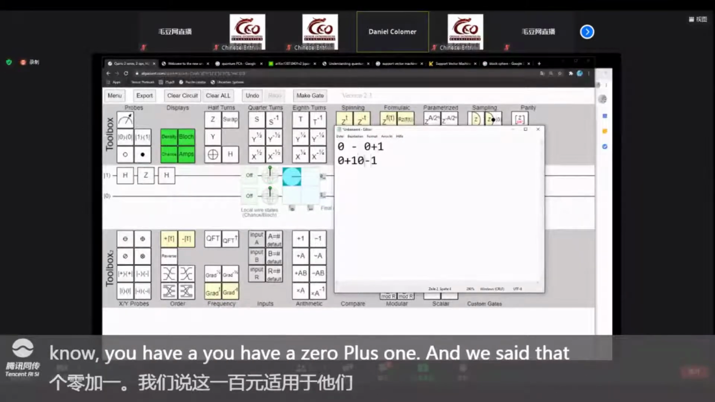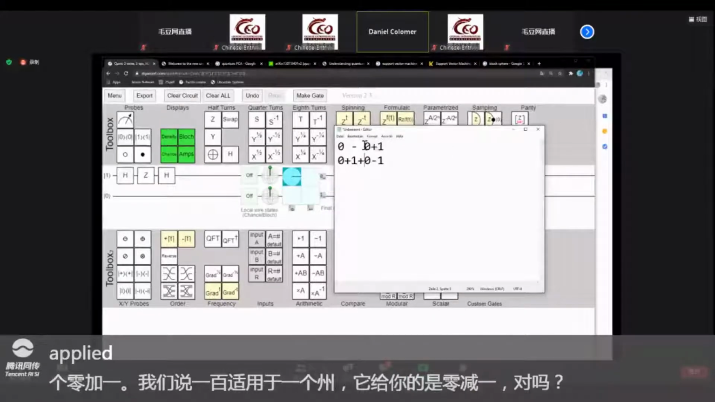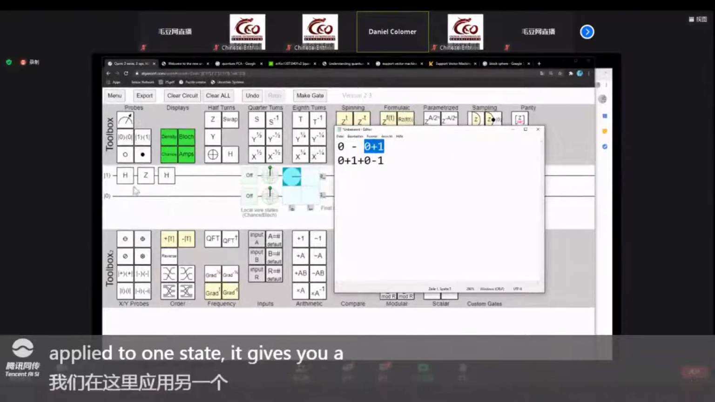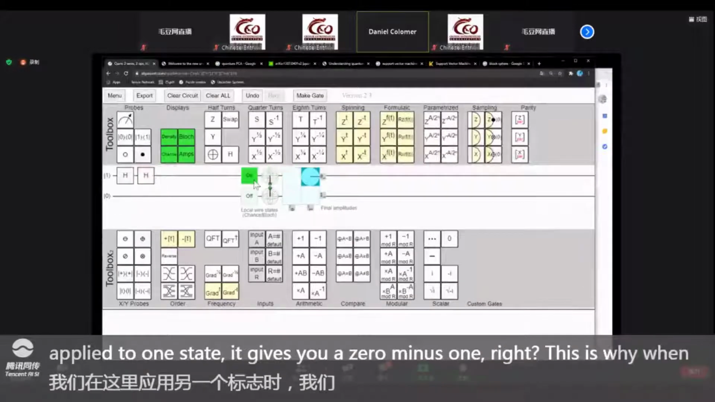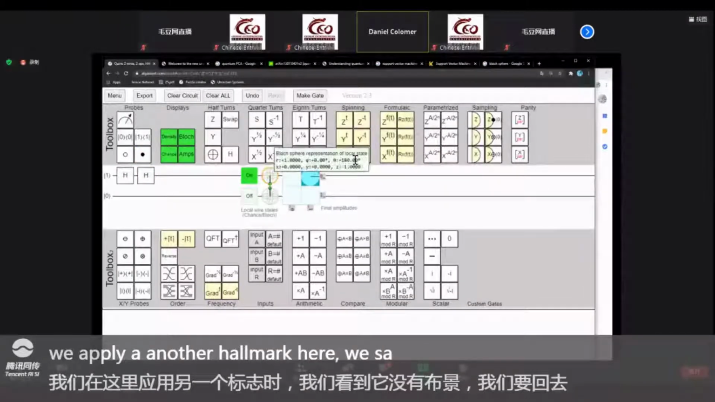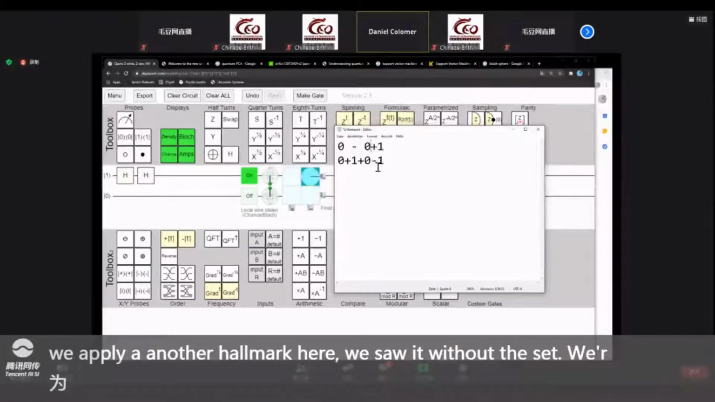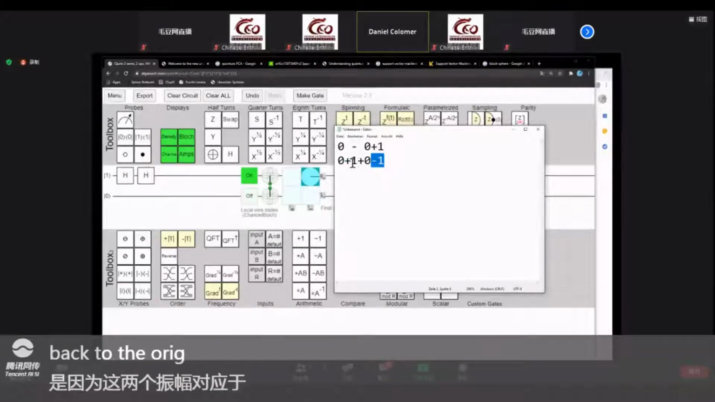This is why when we apply another Hadamard here, we saw without the Z, we're going back to the original state. It's because these two amplitudes that correspond to the one component cancel out, because it's a plus 1 and a minus 1, so we end up just with the 0.